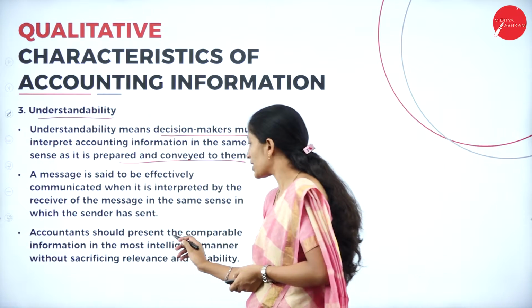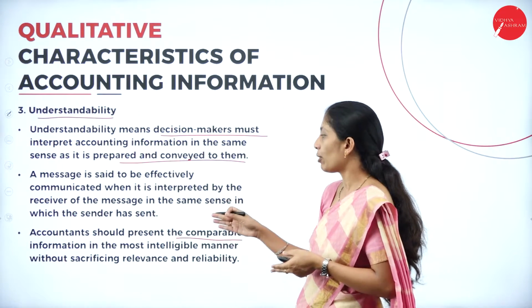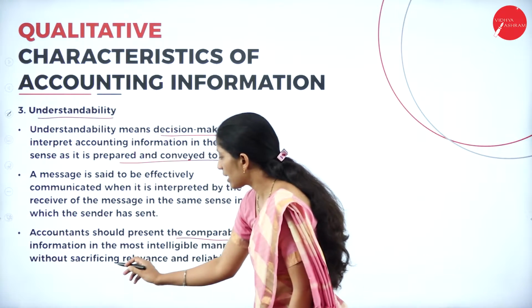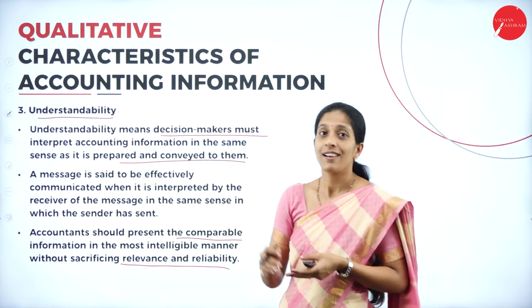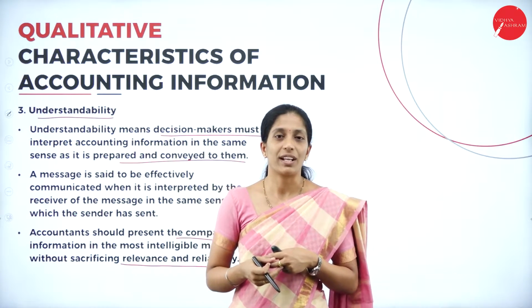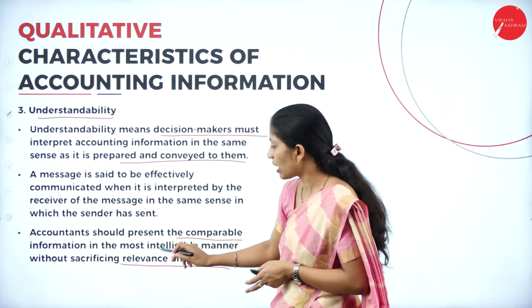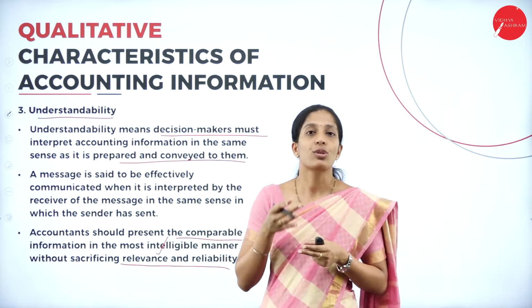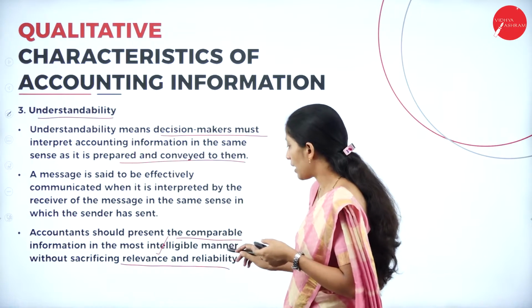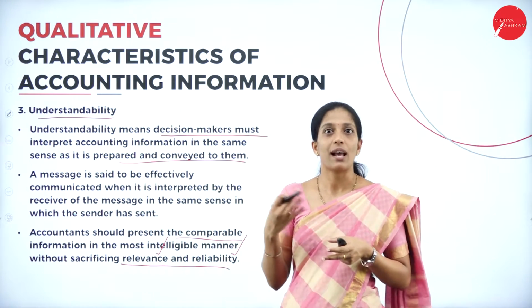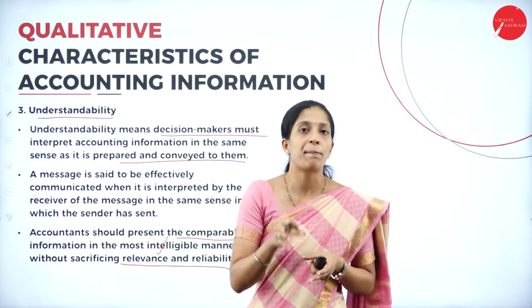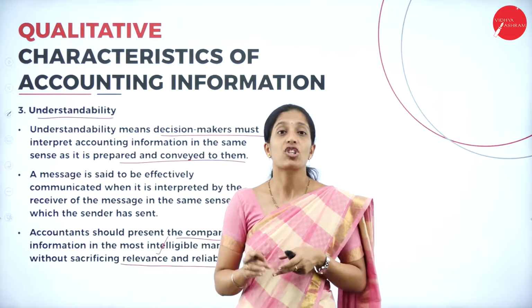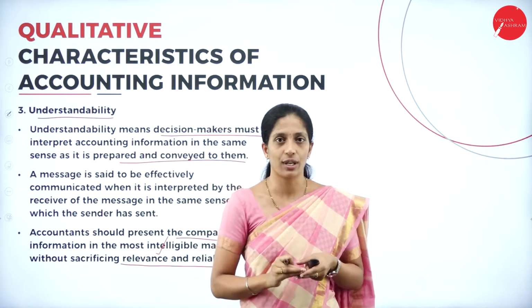So the accountant should present the comparable information in the most intelligible manner without sacrificing relevance as well as reliability. So it has to be communicated in such a way, without sacrificing relevance. Relevance means it has to be available on time, and at the same time reliability. Reliable in the sense that the user has to depend on accounting information. So when will he depend on the accounting information? When the information is accurate.